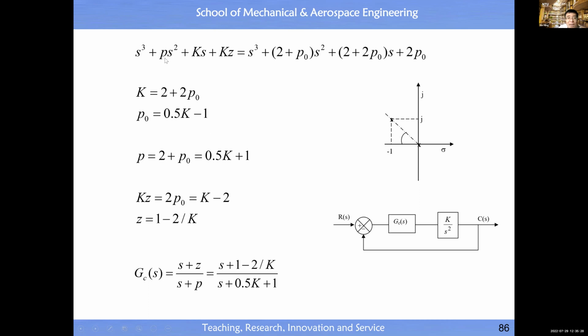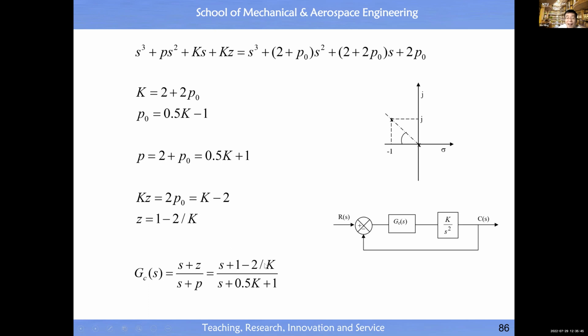How do we determine P? Because P equals 2 plus P0, we replace P0 by this result, and then you get this answer. Now we know P is a function of K, and Z is a function of K. Then we have this controller.